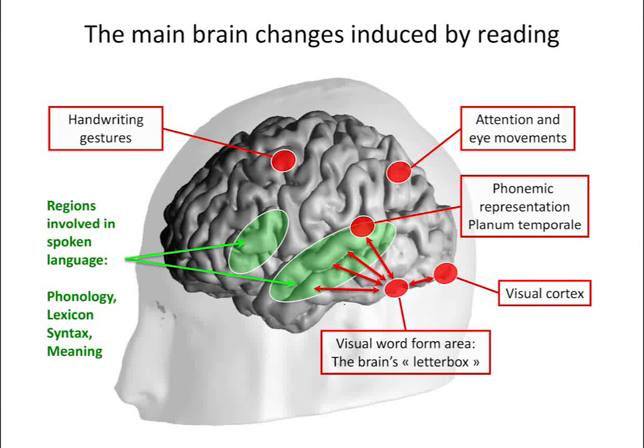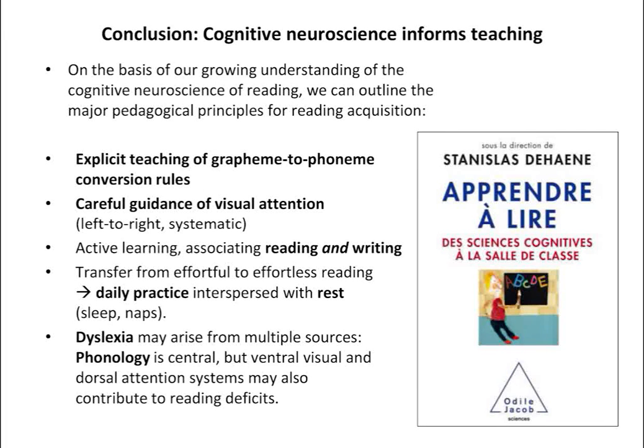So this is my conclusion. I've shown you all of these systems, but clearly I want to add the importance of this attention and handwriting gestures to the story. And I will just conclude by saying that we've tried to put together with several colleagues, at least in French, recommendations for teachers. I will not have time to review them all, but I want to summarize that we can recommend the explicit teaching of grapheme to phoneme conversion rules, because this is the heart of the circuit that is present in everybody's brain. There's not a single child that doesn't have to go through this circuit.